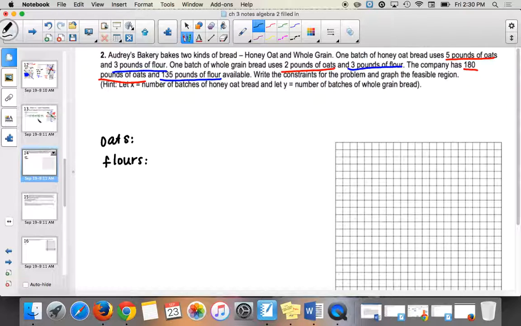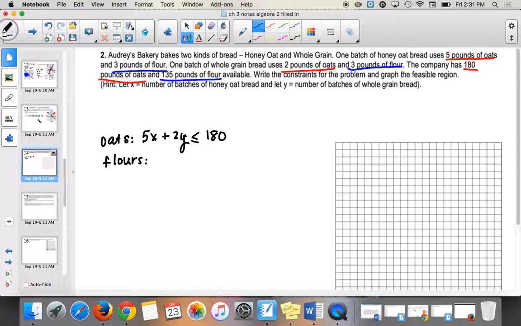Okay, so oats, we have 5 pounds of oats for the honey oat, and we have 2 pounds of oats for the whole grain. Okay, so if I make X number of batches of honey oat, then I'm using 5X. Do you guys see that? And I'm using 2Y for the whole grain. So that's our oats. 5 pounds of oats for the honey oat and 2 pounds of oats for the whole grain. How much do I have total? 180. So I want all of this to be less than or equal to 180.